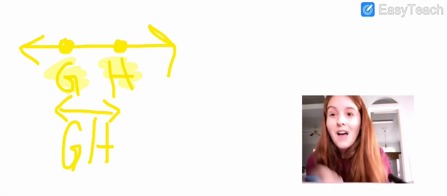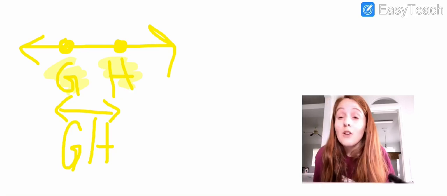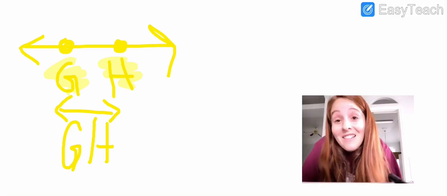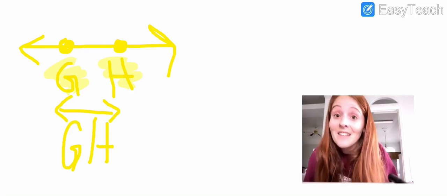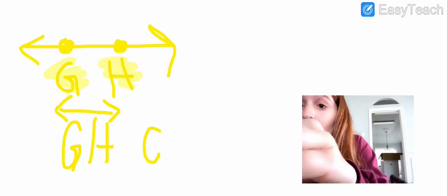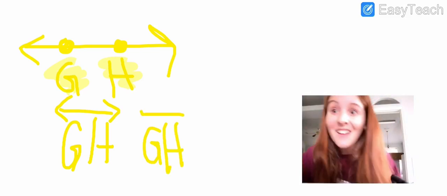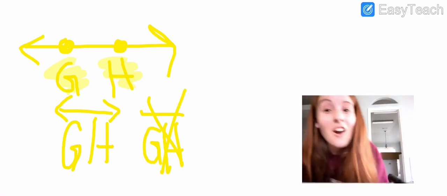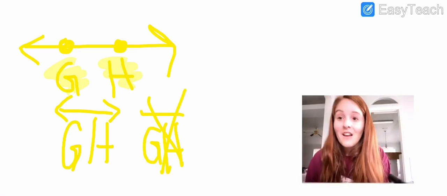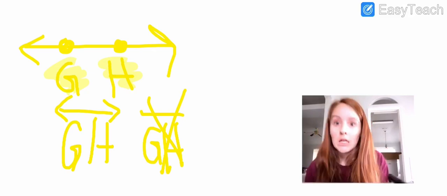So this would be line GH. It's important that we add those arrows because if we don't, then we're saying that that's a line segment, and it's not. It doesn't have 2 points on the end. It has arrows. So I'm going to show something that you should not do. If you said this, that's incorrect. You cannot write that. Those are two different things. The line GH that has the arrows on it would be the correct answer.